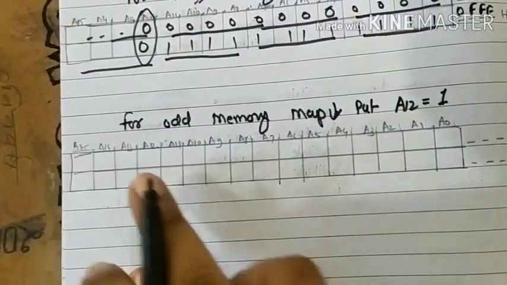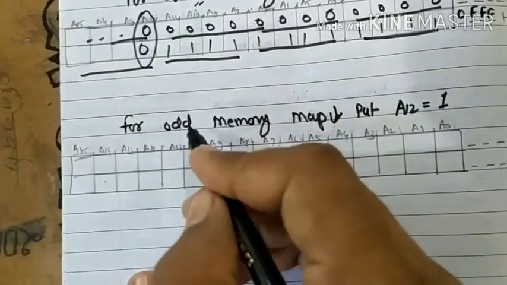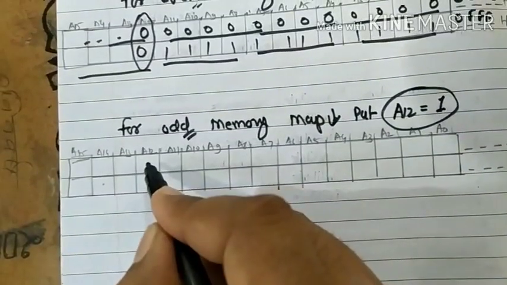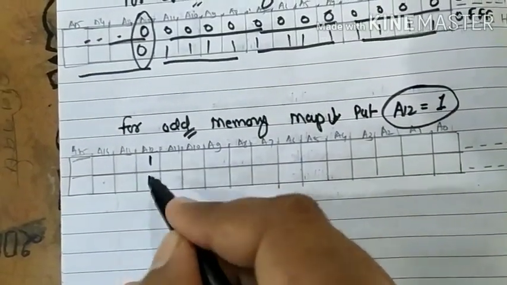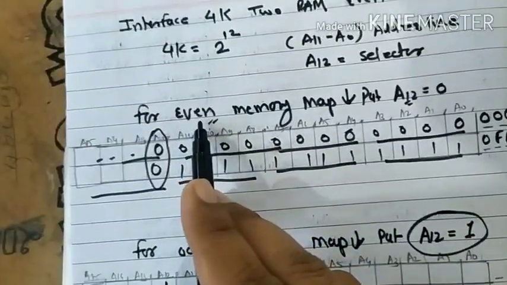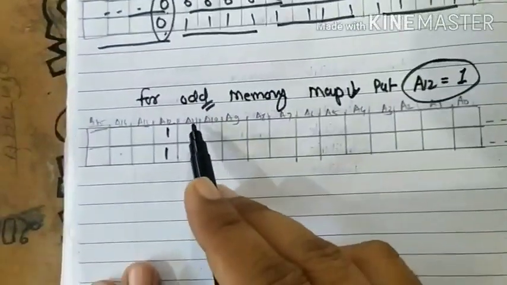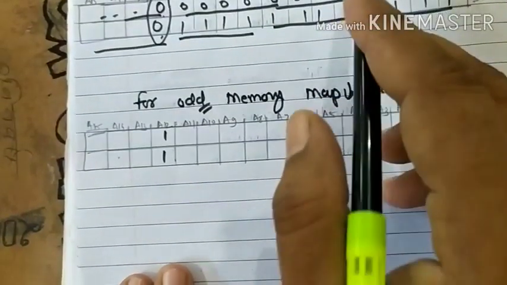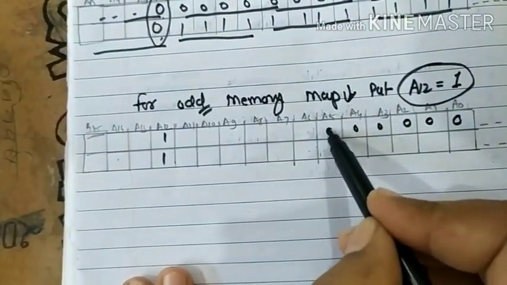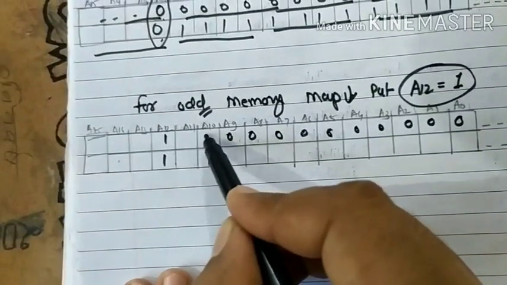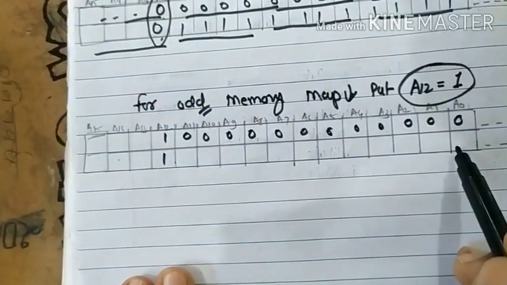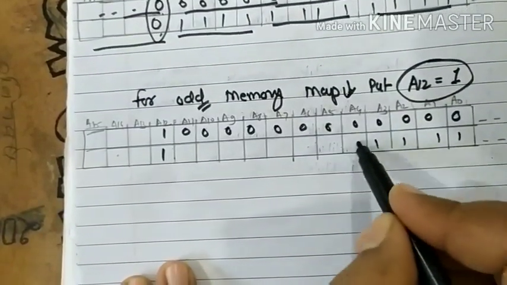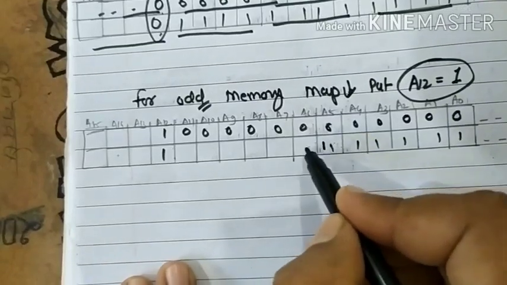Now we again draw one table, this table for odd memory bank. For odd memory bank, see here A12 is equal to 1. So put A12 is equal to 1. In case of even memory bank, remember we are putting 0, 0. For odd memory bank, we are putting 1, 1. Again we put zeros from A0 to A11 to find out the starting address of odd memory bank. And for the ending address of odd memory bank, we put 1 from A0 to A11.